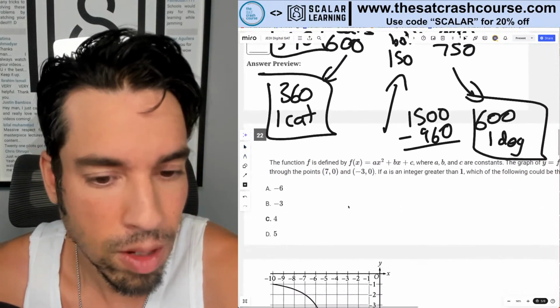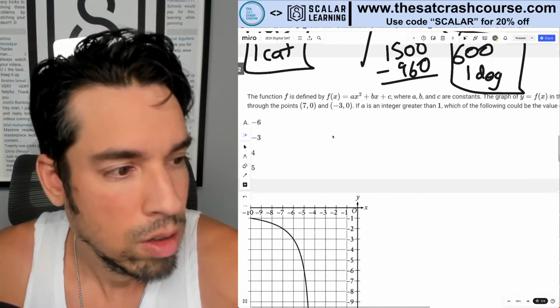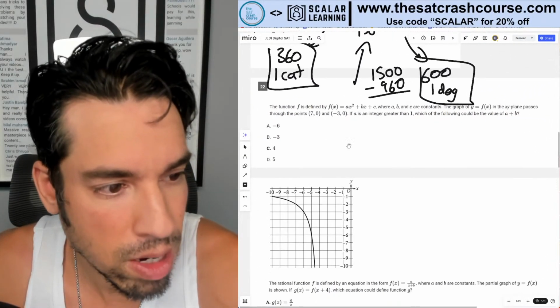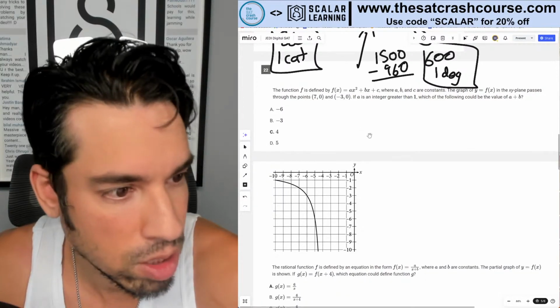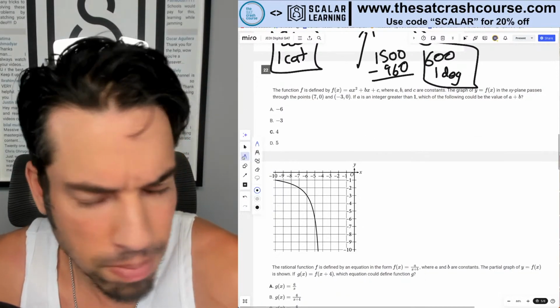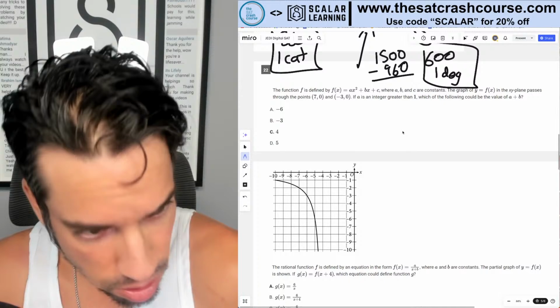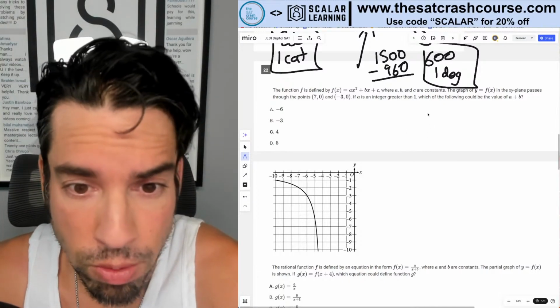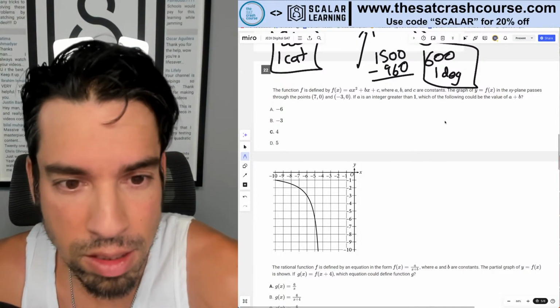Okay. Next. The function f is defined by this. A, b, and c are constants. I can't remember what practice this is for. This is one of the hardest questions on the test, but I'm going to show you how to knock this out. So check this out.